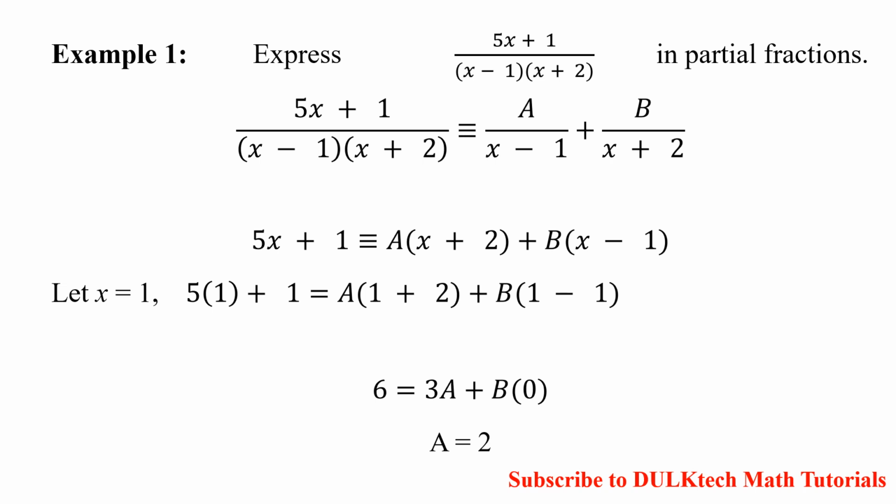In this case, we want to eliminate a so that we remain with b and solve the equation for b. To eliminate a, we have to make sure that this factor x plus 2 is 0. So we equate this to 0 and take 2 to the other side. For this to be 0, x must be equal to minus 2. So let x be equal to minus 2.